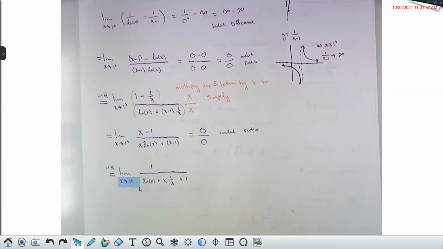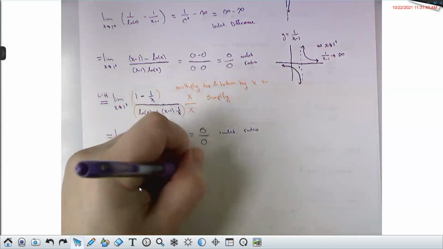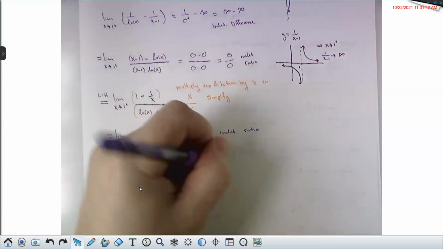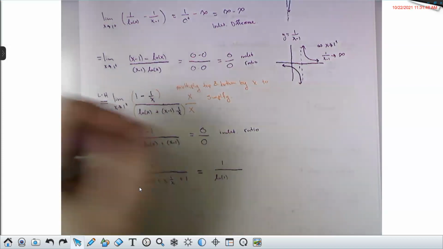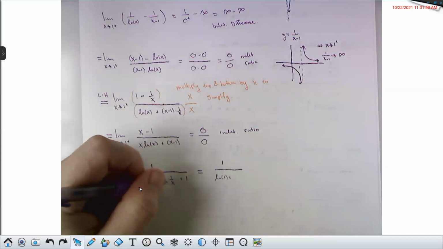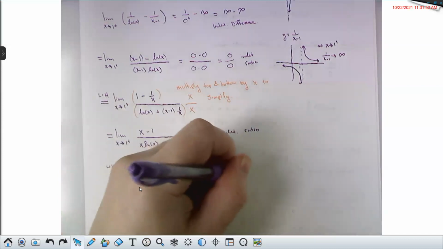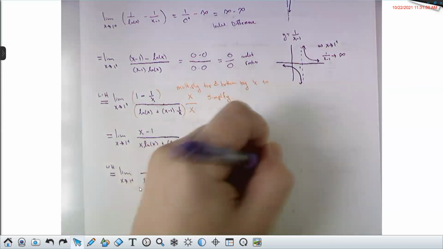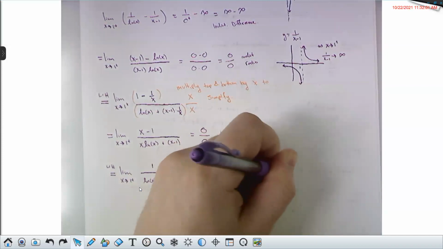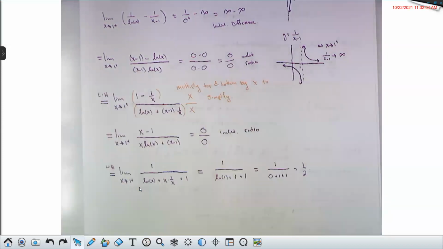What happens as I send x to 1 now? Well, I'd have 1 over the natural log of 1 plus this piece is 1 times 1 plus 1. The natural log of 1 is 0, so this is 1 over 0 plus 1 plus 1, which is 1/2. So this limit is 1/2. But it requires 2 runs of L'Hopital's rule after doing the algebra to turn it into an indeterminate ratio.